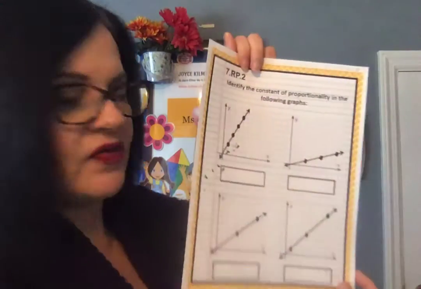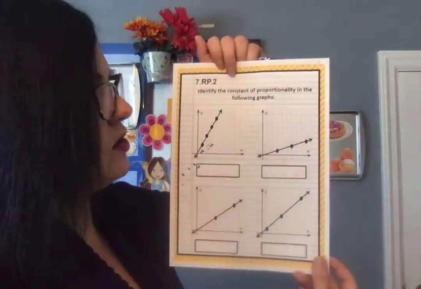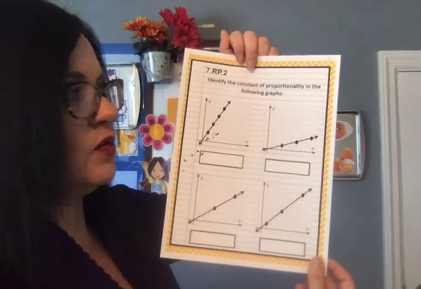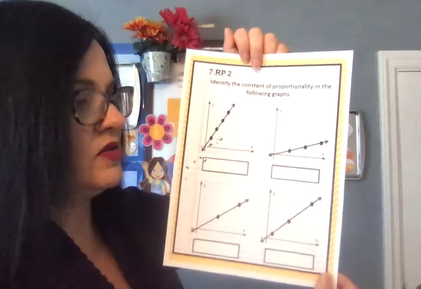All right, so for page number 3, it just gives you a graph, and it's telling you that the graphs of these lines are all proportional, and to find what the constant of proportionality is. So I'm going to give you a sample problem, and we'll look at that together.